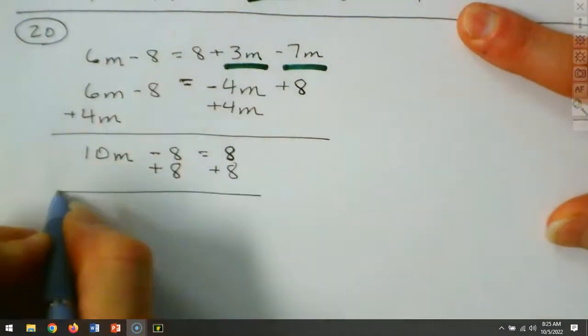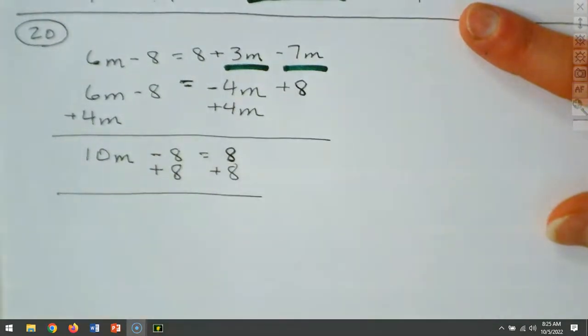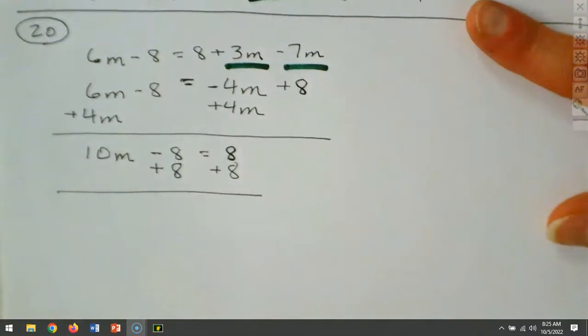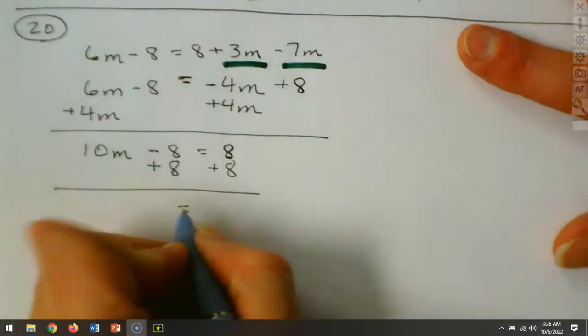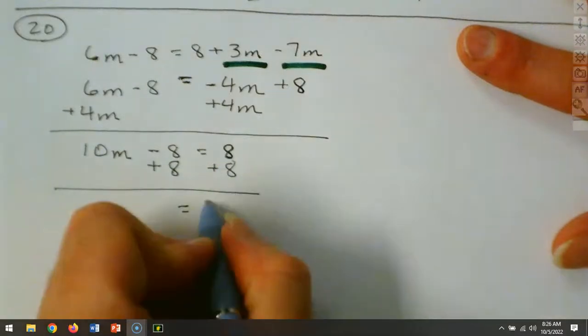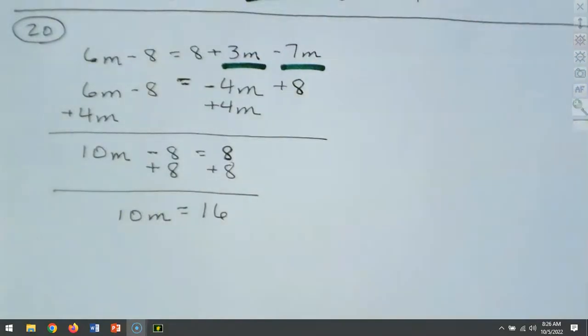But a lot of times I see students say, oh, look, the 8s are here, they're going to cancel out, make 0. We need to make sure we're careful. We move it over with addition. So they don't cancel out, they add together, and 8 and 8 makes 16. Now we've got 10m equals 16, right?